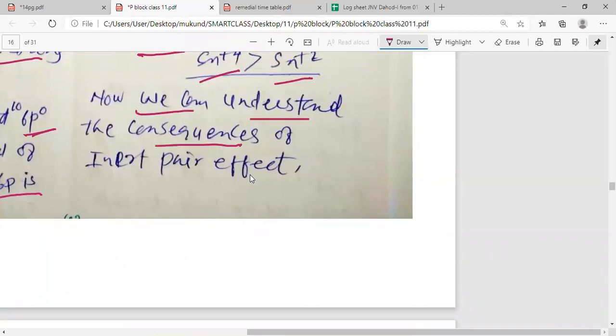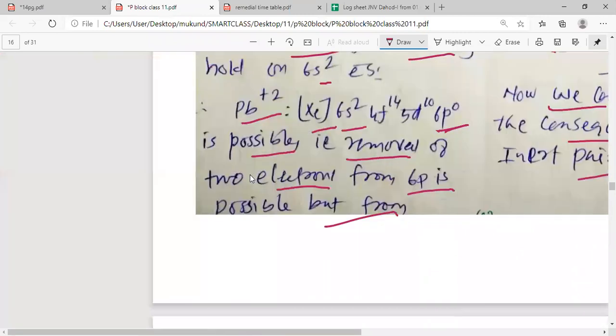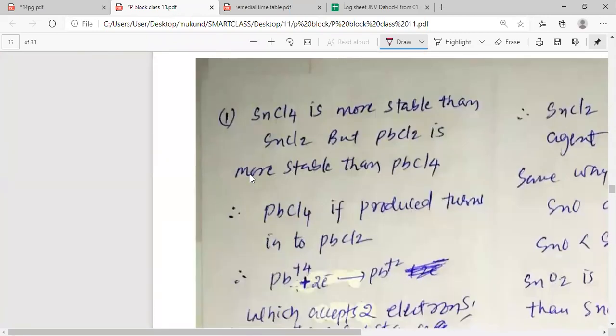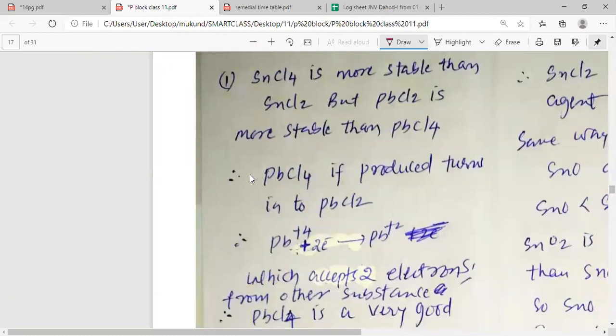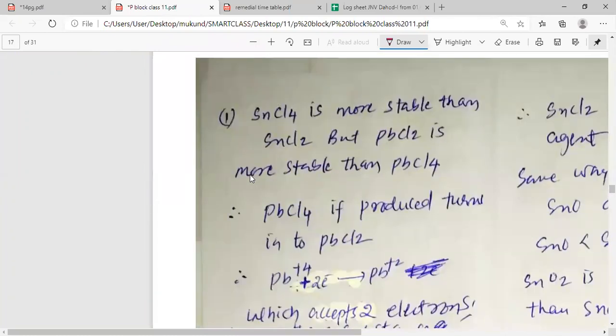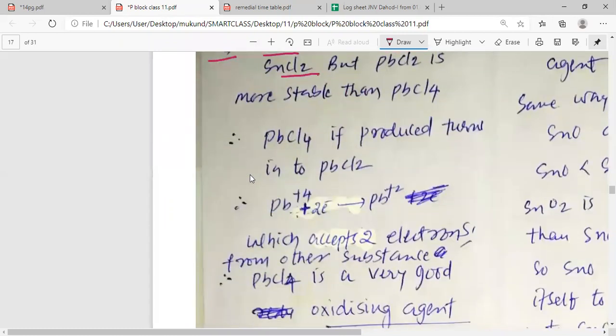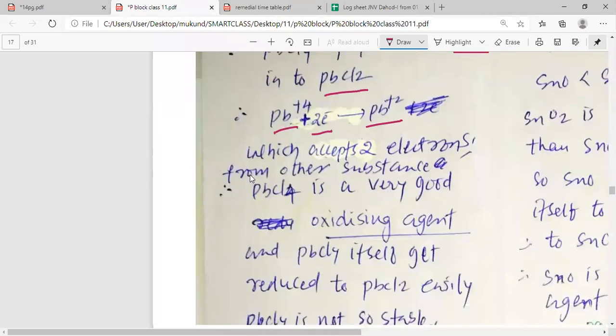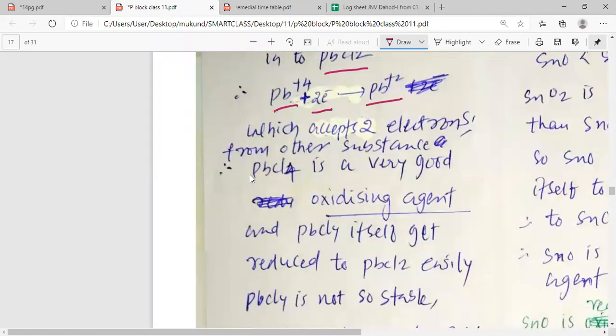Now we can understand the consequences of the inert pair effect in regard to Pb plus 2 and Sn plus 2 and plus 4. So these are the various consequences due to the inert pair effect. Number one, SnCl4 is more stable than SnCl2 because we are well aware that Sn plus 4 is more stable than Sn plus 2. PbCl4, if produced, turns into PbCl2. So Pb plus 4 takes 2 electrons and turns out to be Pb plus 2, accepting 2 electrons from other substances.